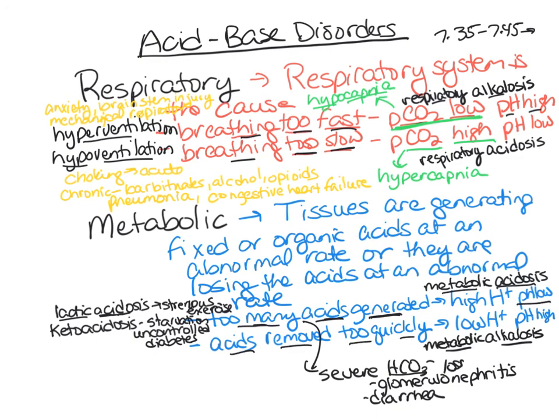The last disorder that we're going to look at is when acids are removed too quickly. This condition is more rare, so we don't see this very often. But when we do see it, sometimes it can be caused by repeated vomiting. So we might see this in patients that are bulimic, or if they have an illness where they're vomiting severely.